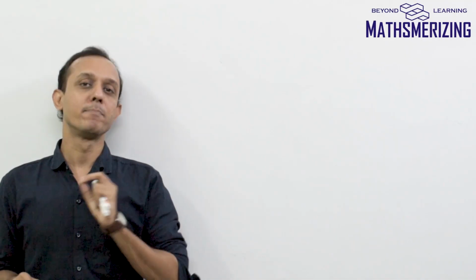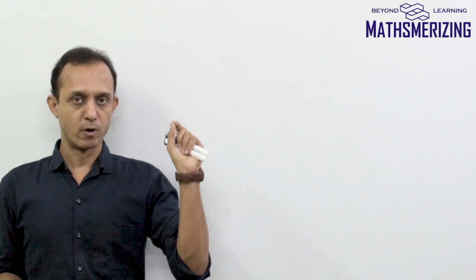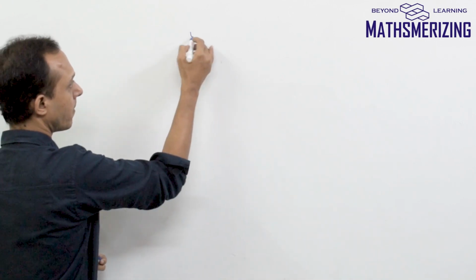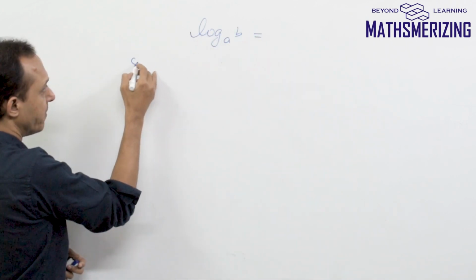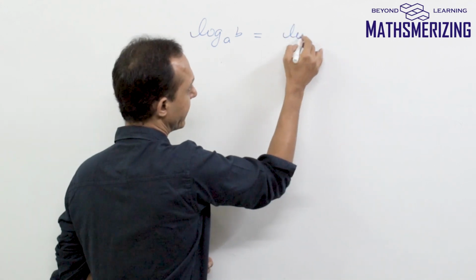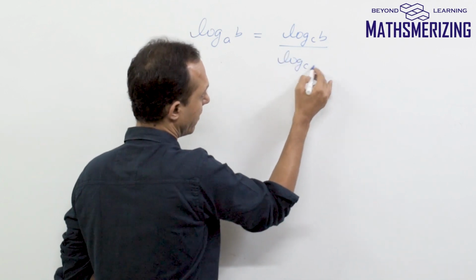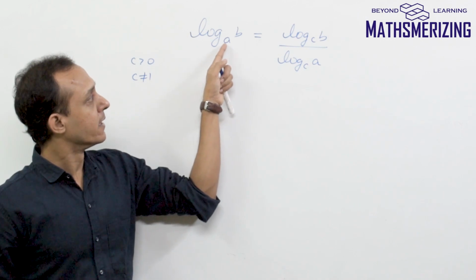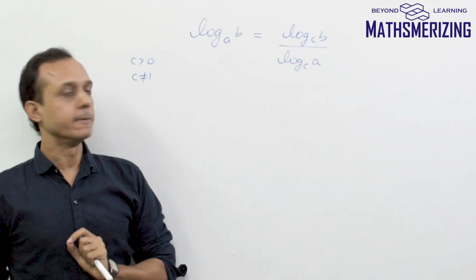So one of the most important properties in logarithms is the base changing property. We can change the base of a logarithm if we want, and the property is: log b base a, and there is some number c which is greater than 0 and unequal to 1, I can write it as log b base c upon log a base c. So log b base a can be written as log b upon log a to some valid base c.